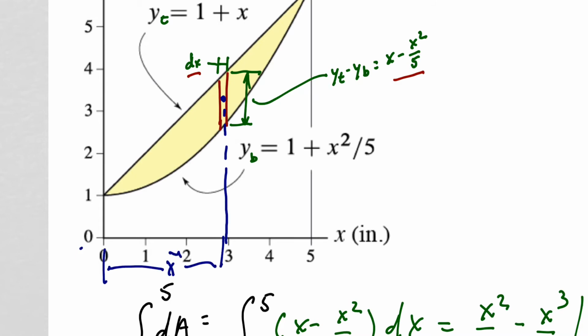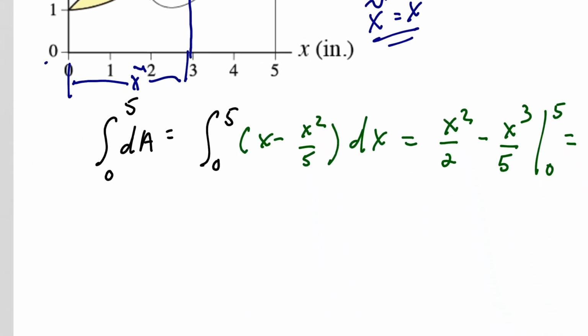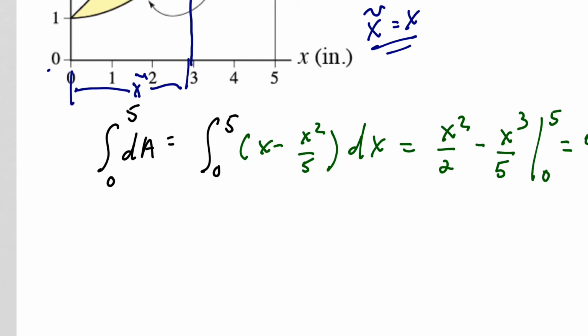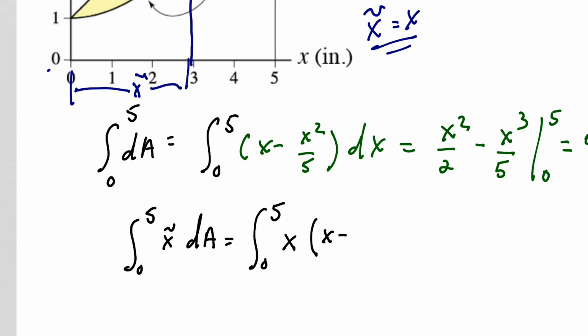In our case here, x tilde is equal to x. That isn't so bad this time. All right, so we have, again, for our numerator, an integral from 0 to 5 of x tilde dA, or 0 to 5 of x, because x tilde is x in our case, times x minus x squared over 5 dx.